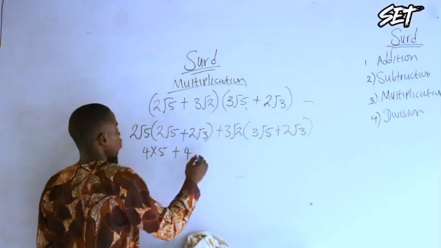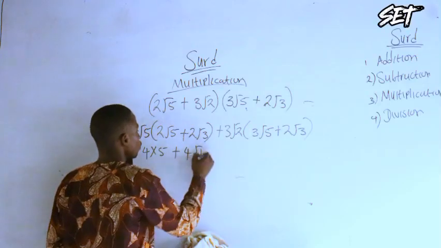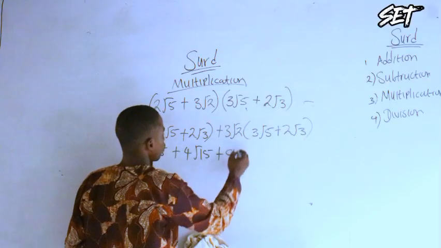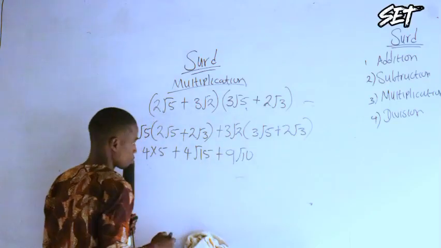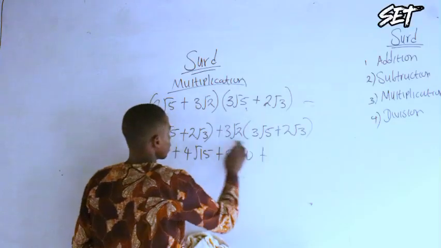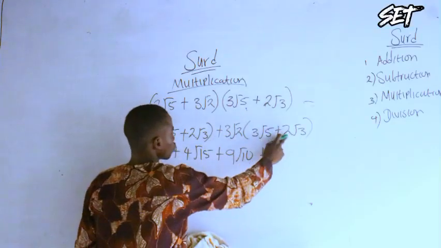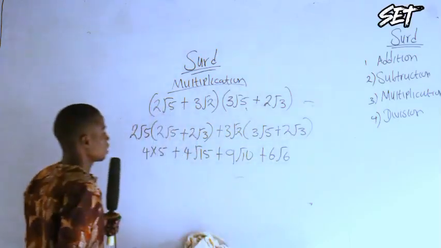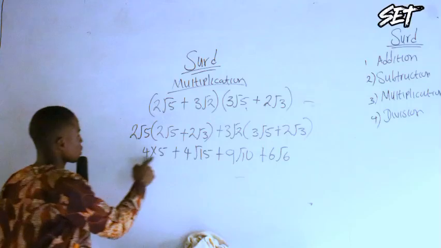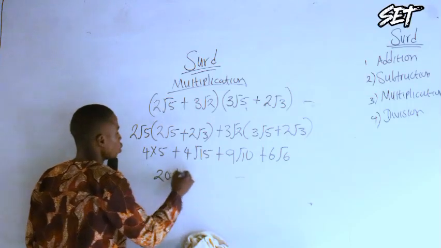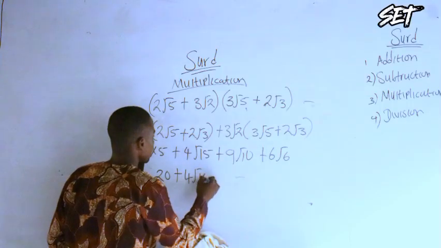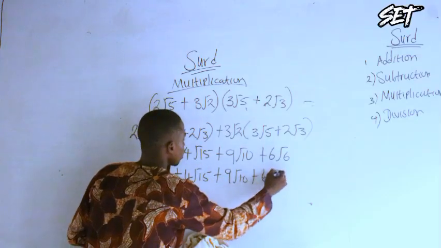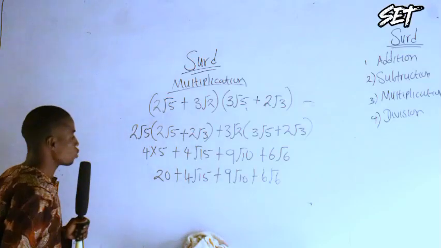Now, this one will be what? Root 15. Plus, this one and this is what? 9. This one and this is what? Root 10. Plus, this one, 3 times 2 is what? 6. And this one and this is what? Root 6. Now, let us see. This one and this is what? 20 plus 4 root 15 plus 9 root 10 plus 6 root 6.